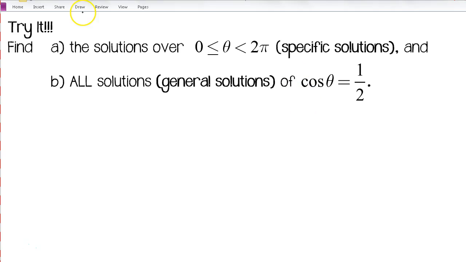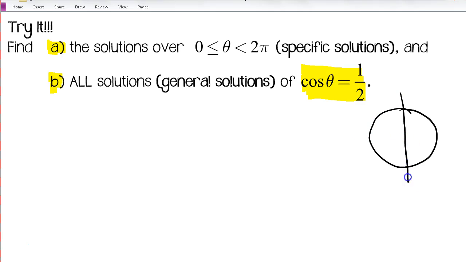So we have a pretty basic trig equation here that we want to solve. We've got cosine theta equals a half, and we want to find the specific solutions over the interval from 0 to 2 pi. And then we're going to find all the solutions, the general solutions we call them. So if we look at our unit circle, what we want to do is figure out what angle has x coordinates of a half. So hopefully you figured out that we've got pi over 3.